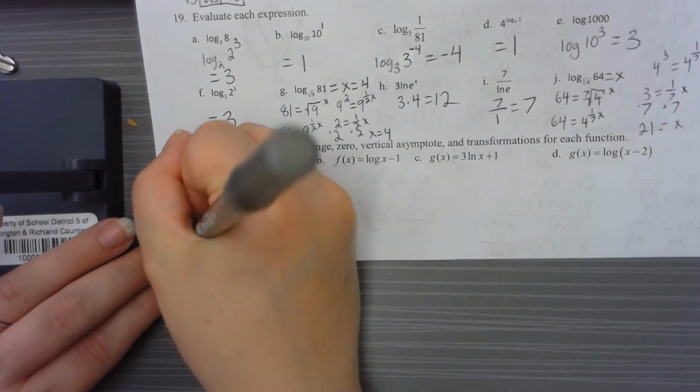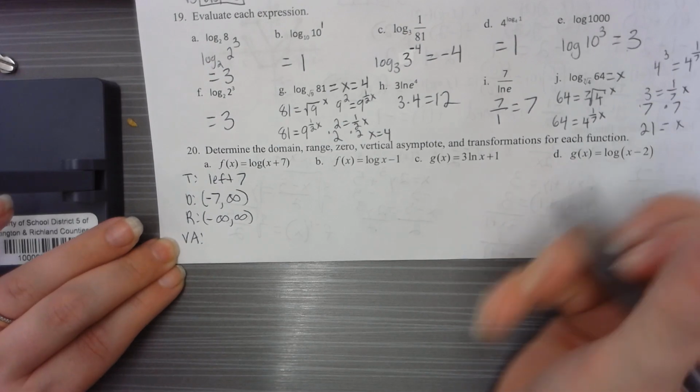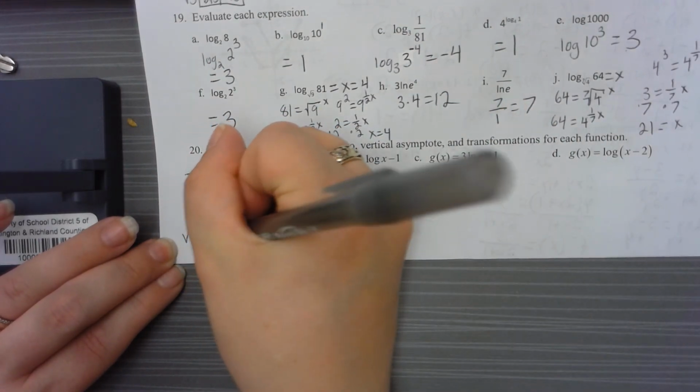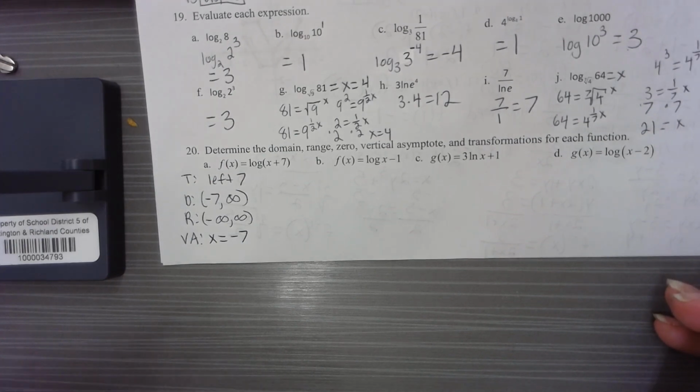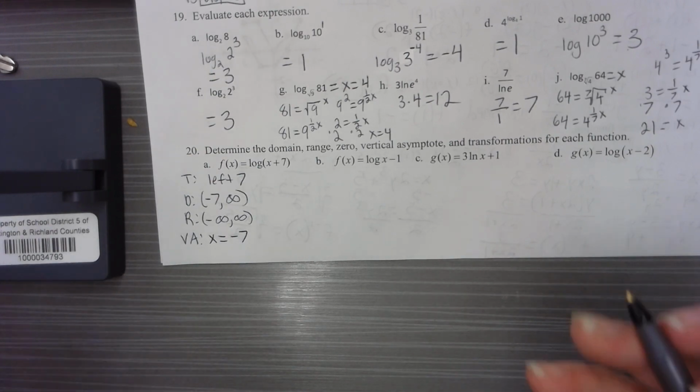The vertical asymptote also moves to the left 7. So that means it's going to be x equals -7. And then the zeros we get by setting this equal to 0 and solving.